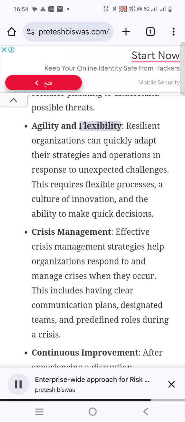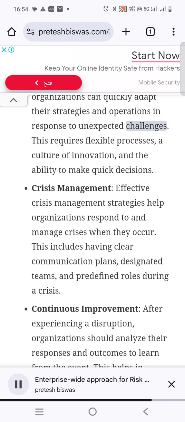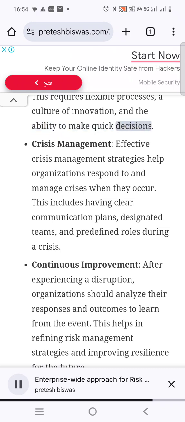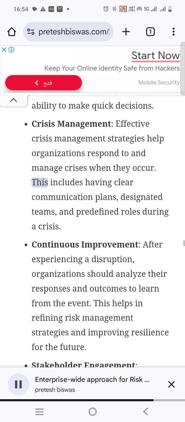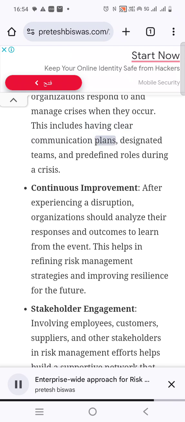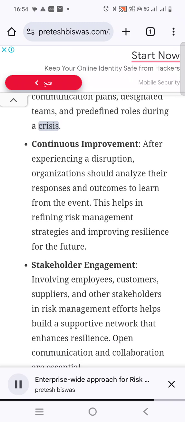Agility and flexibility. Resilient organizations can quickly adapt their strategies and operations in response to unexpected challenges. This requires flexible processes, a culture of innovation, and the ability to make quick decisions. Crisis management. Effective crisis management strategies help organizations respond to and manage crises when they occur. This includes having clear communication plans, designated teams, and predefined roles during a crisis.